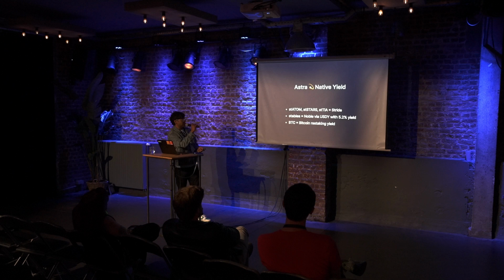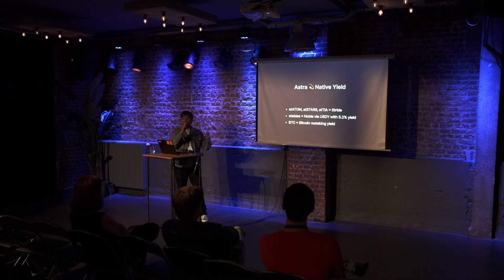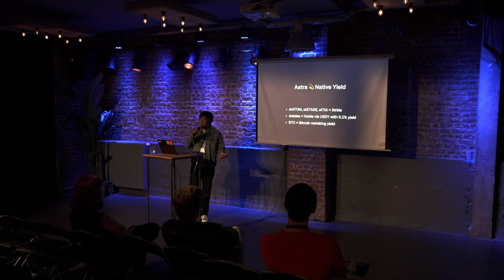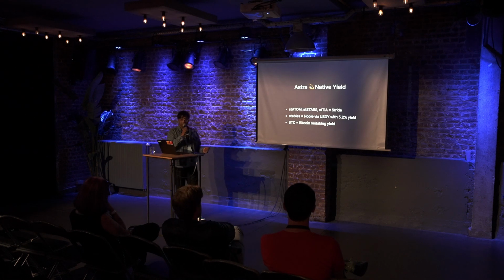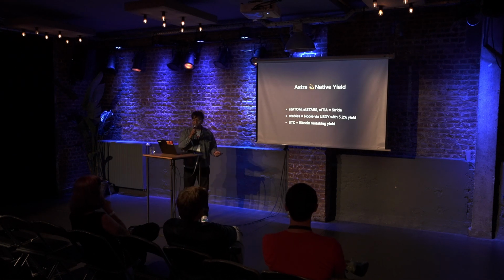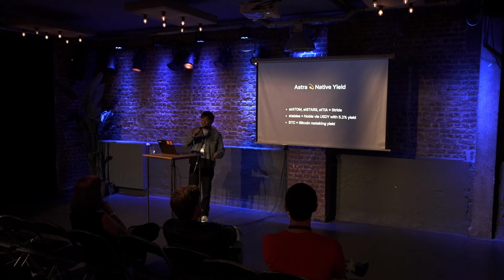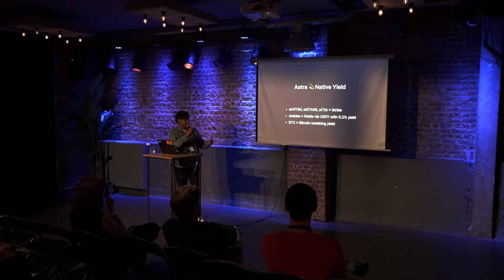It's going to have native yield in some of the Cosmos tokens, also stables, and it's probably going to be the first rollup that also has Bitcoin native yield. So after Babylon launches, there are going to be restaking providers for Bitcoin, and we can wrap around that and have native yield in Bitcoin also on Astra.